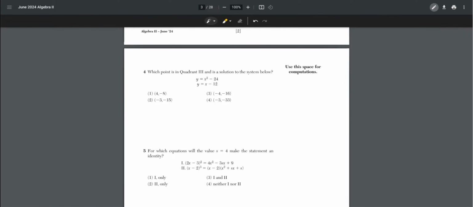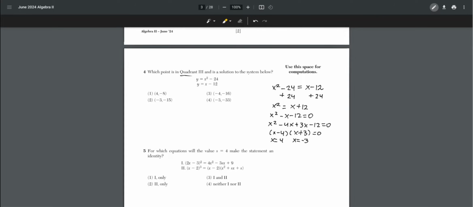Number 4. Which point is in quadrant 3 and is a solution to the system below? We can set these equations equal to each other. So x squared minus 24 is equal to x minus 12. We can add 24 to both sides and subtract x minus 12 to move it all to one side. We can factor this to x minus 4 times x plus 3, so x is equal to 4 and x is equal to negative 3. Because the point is in quadrant 3, we know the answer is choice 2.